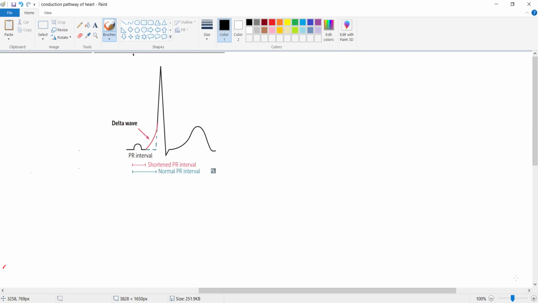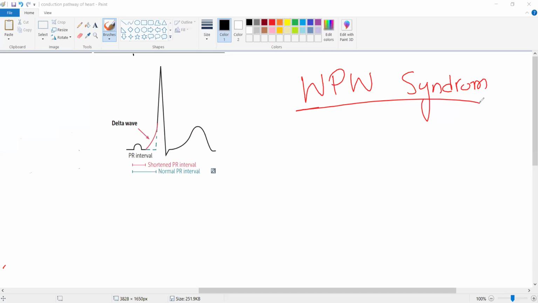Okay. Can anybody identify this condition on this ECG? WPW. Okay, so this is Wolff-Parkinson-White syndrome. There is an abnormal communication between the atria and ventricle.